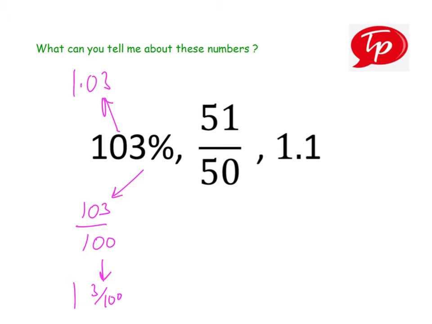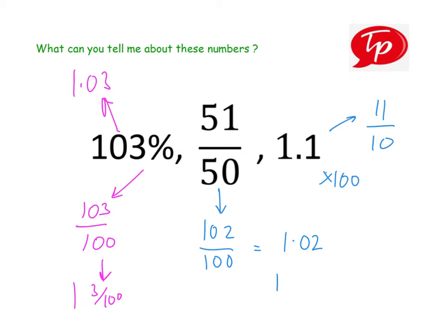This could be written as a fraction, so 11 over 10. It could be written as a percentage, so we could times that up by 100 to get 110%. We could double this to get 102 over 100, and then therefore that would be 1.02. Or it could be 102%.